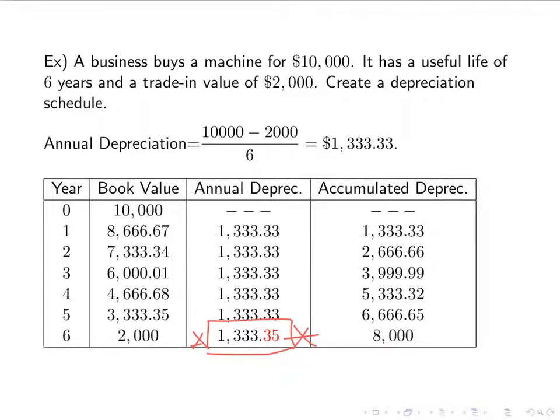Okay, so you really want to make sure, again, that your book value for your last year is your trade-in value. And if you add that to your accumulated depreciation, you get the original cost. So I know this had to be 2,000. I know this had to be 8,000 to get my 10,000. So I do a little reverse engineering and change my last annual depreciation. Okay, so that's just something to keep in mind.